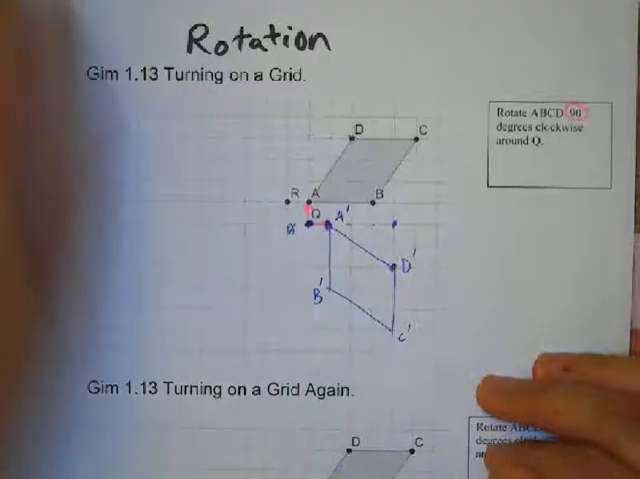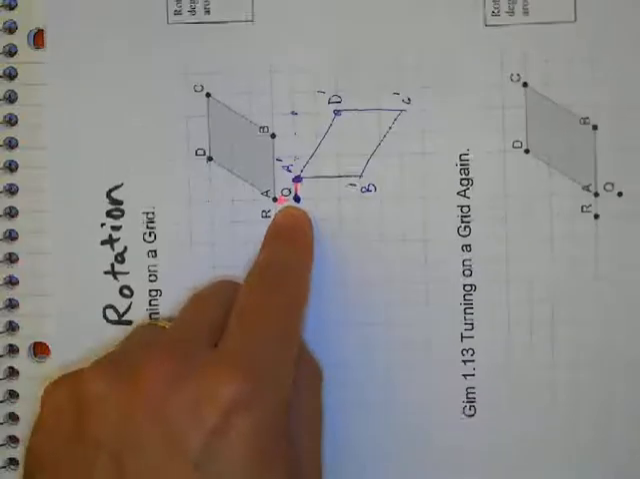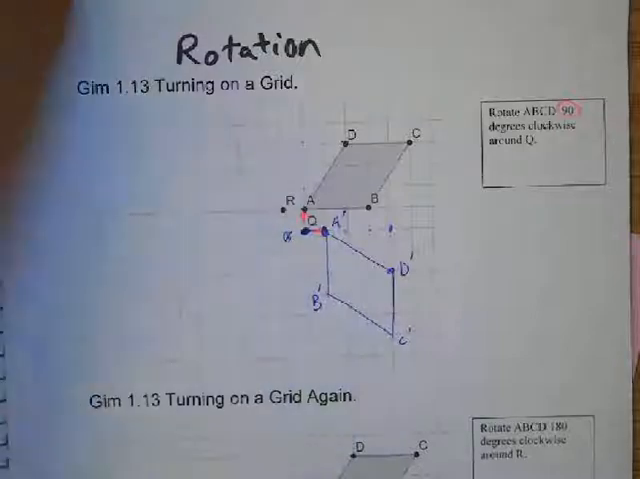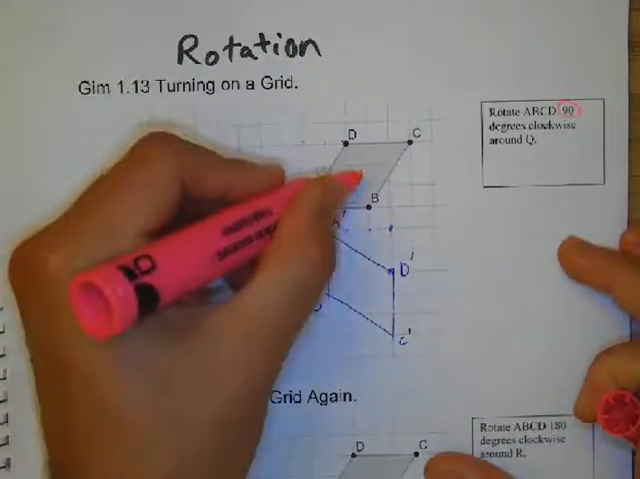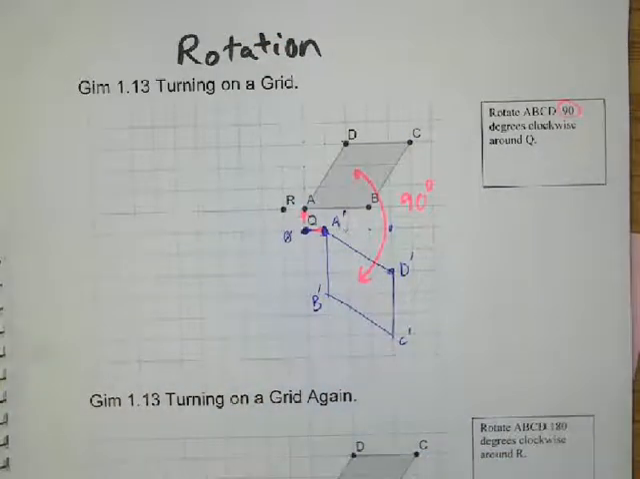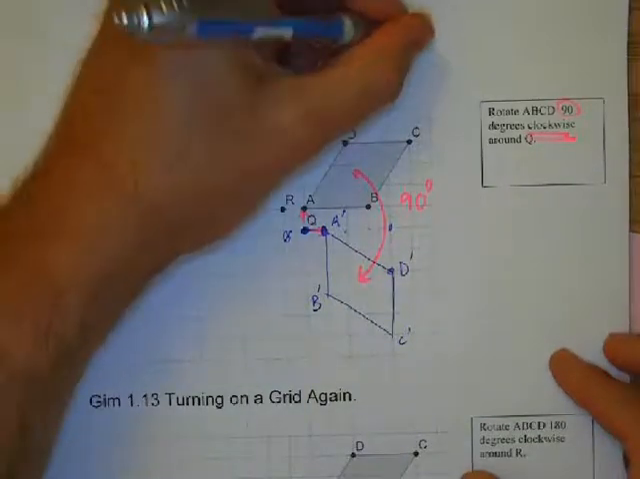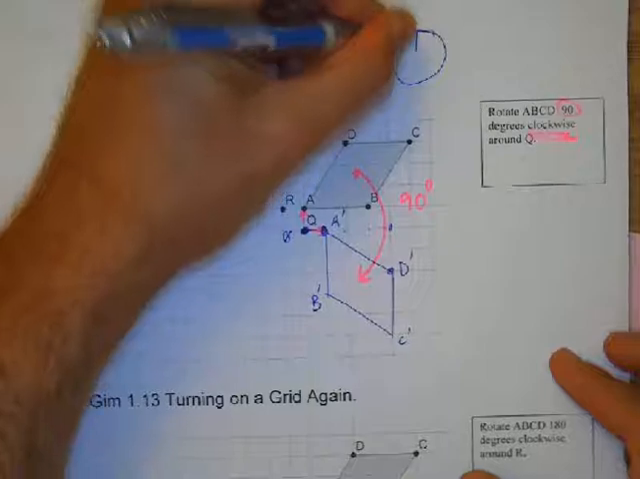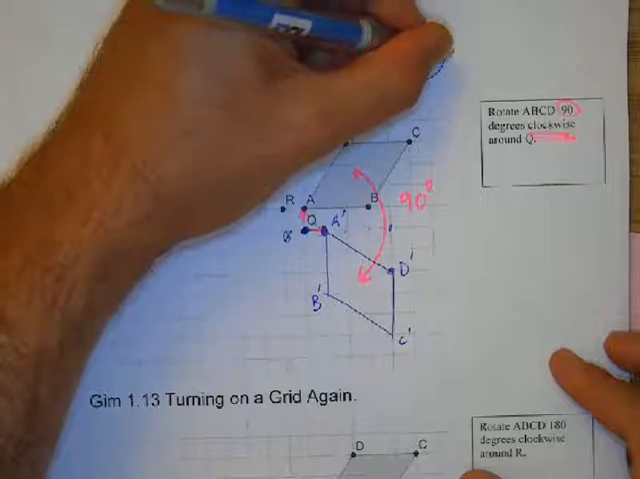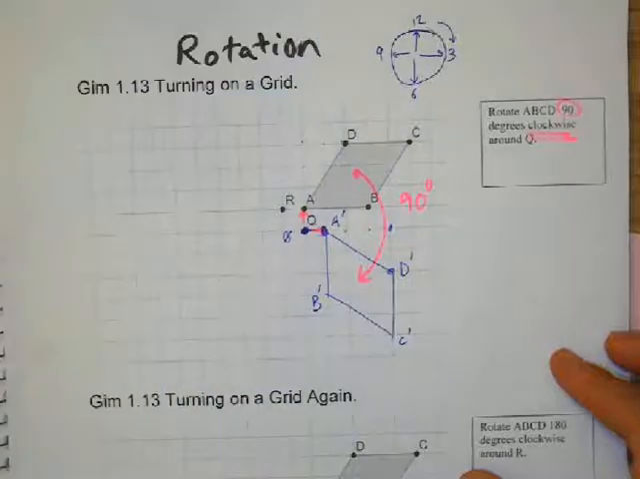It looks like this has rotated 90 degrees, right? So basically what we've done is we've moved this shape 90 degrees, and it's clockwise. Think of a clock. Have you ever seen a clock before? This is 12, this is 6, 3, 9. So if I'm going clockwise, I'm going the direction the clock goes.